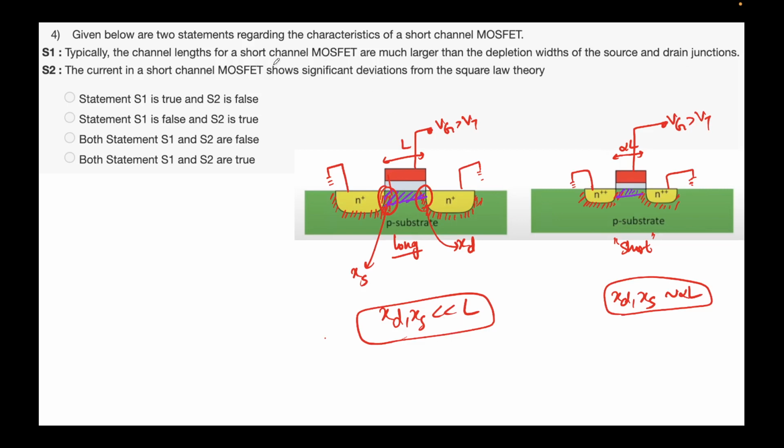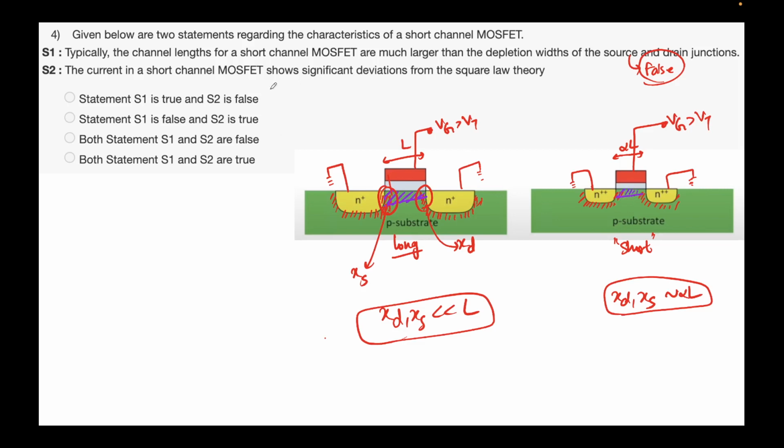So this statement was true if it were written long here, with it short. So this is false. This statement is false. They are comparable. They're not equal, but they are comparable. They are a considerable portion of the percentage of the channel length.